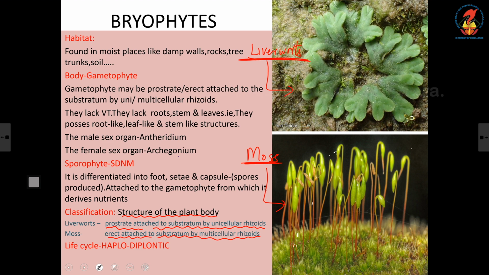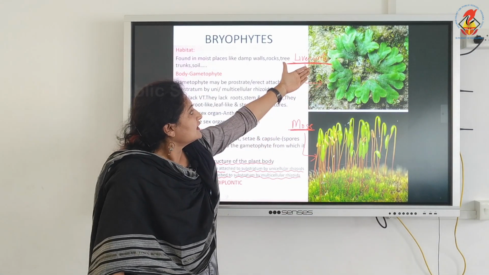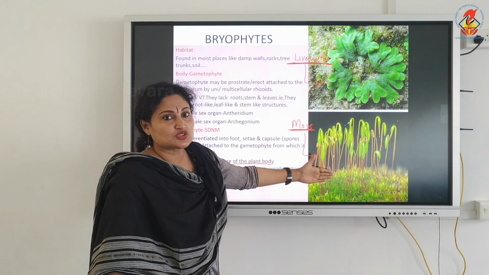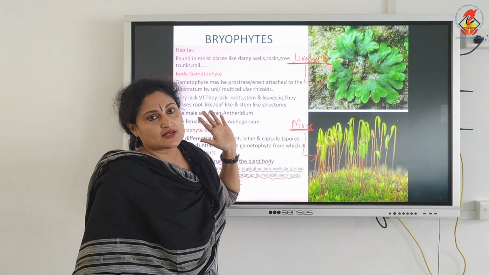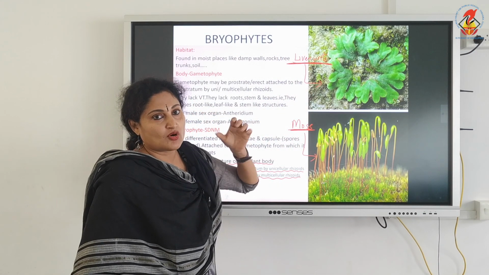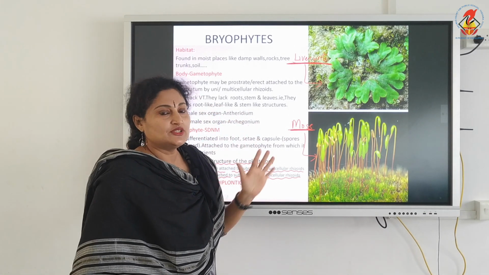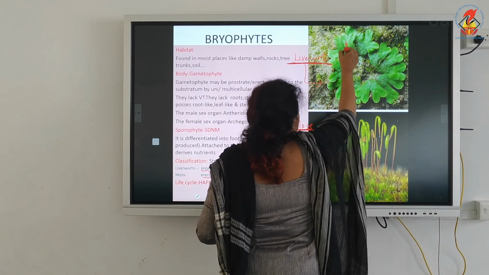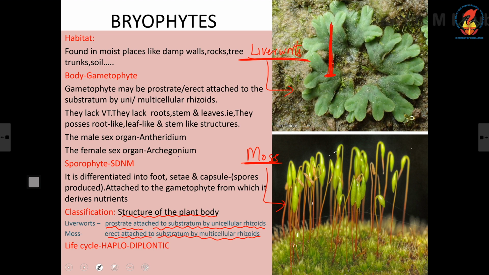First is with respect to the body. Here it is prostrate, here the body is erect. Here it is attached to the substratum with unicellular rhizoids, here it is attached by multicellular rhizoids. In both cases, sporophytes are borne, but only during a certain period of the year, and as I told you, only during the rainy season. So this also has the sporophyte with the three parts: the foot, the seta, and the capsule.